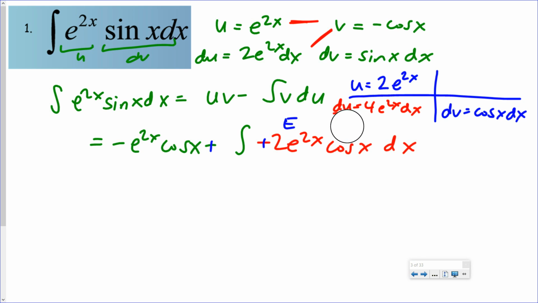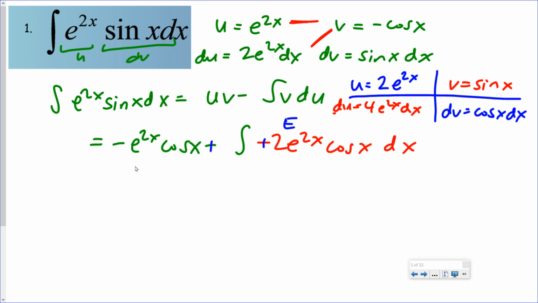All right, let's do the right side. The right side, I take the antiderivative. What is the antiderivative of dv? That's v. All right, what's the antiderivative of cosine x? Sine x, negative or not? No. So this would just be sine x.